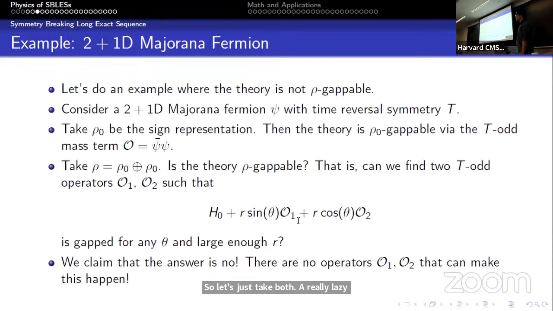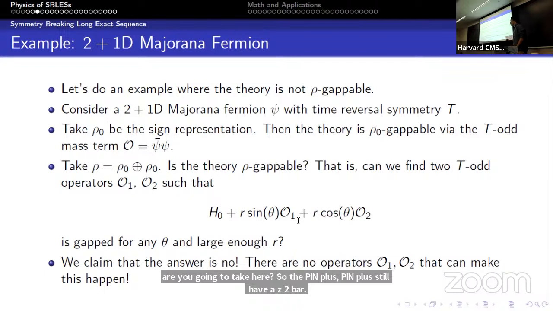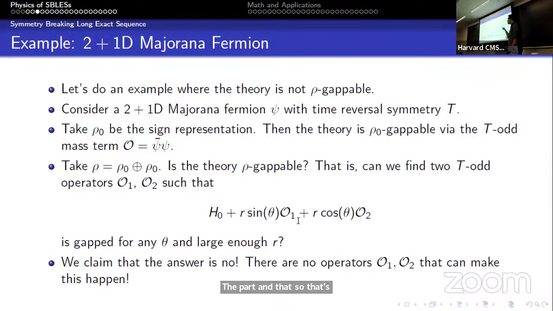It's a little different. Time reversal is not an external symmetry. Here you have pin plus. What sphere are you going to take? The pin plus still has a Z2 part. So it's a map from pin plus to Z2, mapping the components, so that's a one-dimensional representation. You can pull back there and take the sphere bundle of that one-dimensional representation. So what rho really is, is a one-dimensional representation of pin plus. So you're restricting the spin.